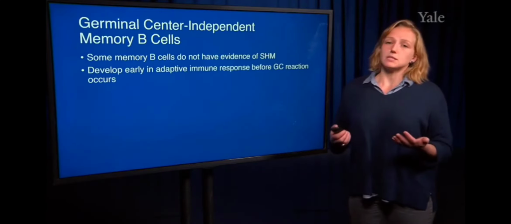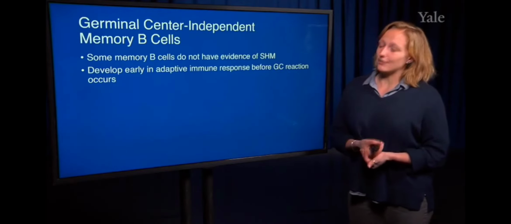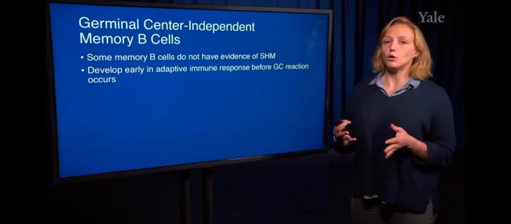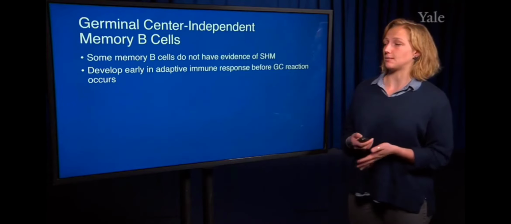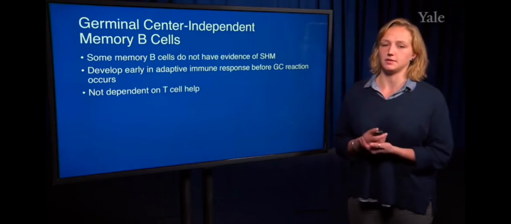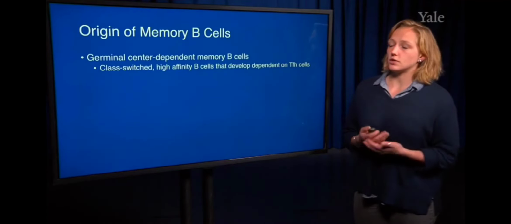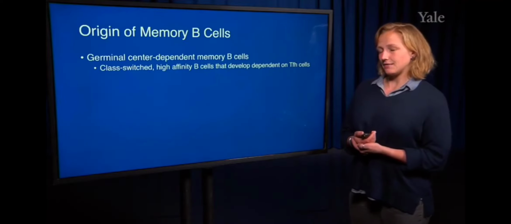Now, these responses, the germinal center independent memory B cells, develop very, very early in an adaptive immune response, before B cells actually enter the germinal center to undergo somatic hypermutation. And these form without the dependency on T cell help. So, just so we can remember, we have two different types of memory B cells that have different origins.